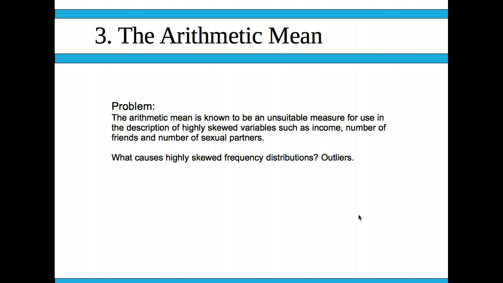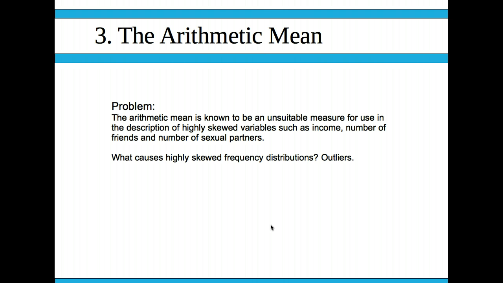So let's move on. Our problem then. Well, the arithmetic mean is known to be unsuitable for distributions that are highly skewed, and some examples of variables like that are income, number of friends, number of sexual partners. Now, what is the problem here? Well, in terms of income, we have a large group of people that have an income within a certain interval. Like most people in Sweden, but I'm guessing wildly now, have an income between 18,000 kronor and 25,000 kronor. That's where most people are located.